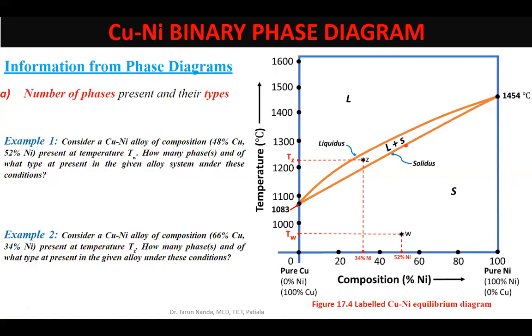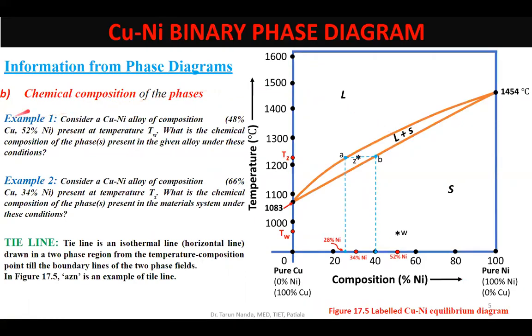We move to the next piece of information that we can obtain, or in which your interest would lie: whatsoever phases, number and type, are existing, what is their chemical composition. Now again we are taking examples, and students, mind it, whenever your alloy composition and temperature are such that your material system is containing only one phase in it, the chemical composition of that phase has to be the same as the chemical composition of the alloy in which that phase is being contained.